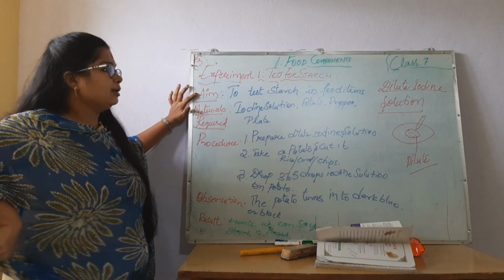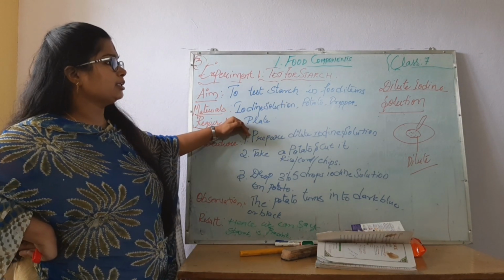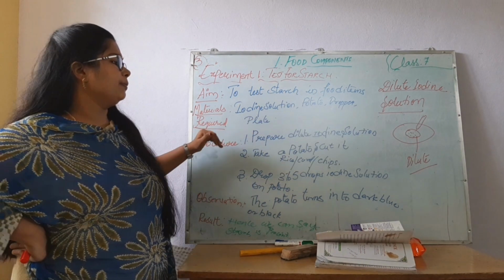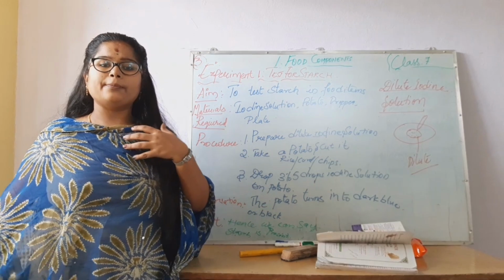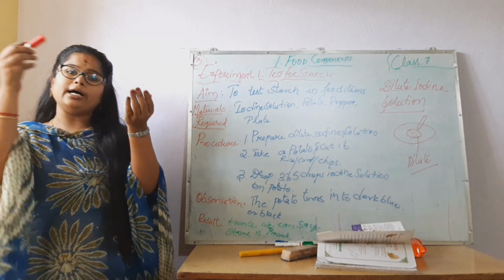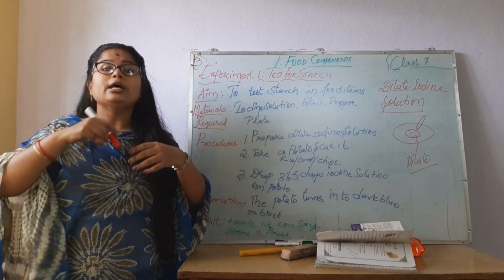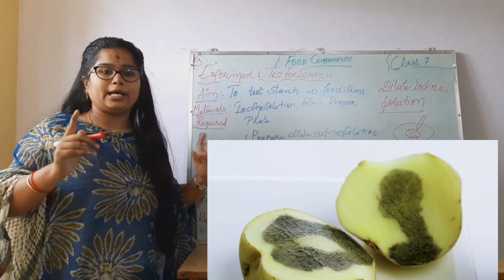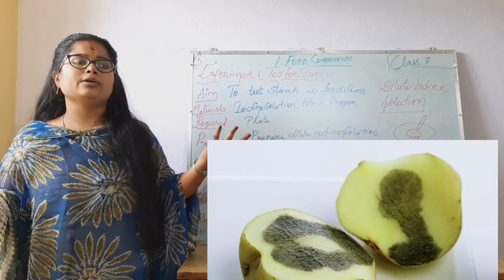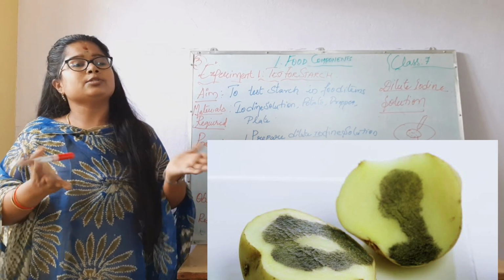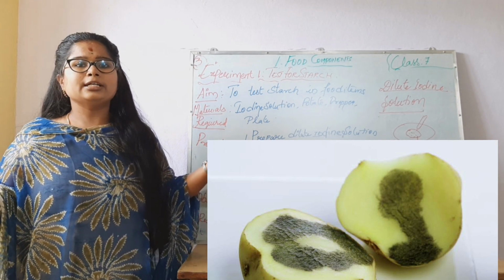Next, aim: to test starch in food items. You can take dilute iodine solution, and potato, and a dropper, and a plate. Procedure: prepare iodine solution first. Take a potato and on that add 2 to 3 drops of iodine solution. If it turns dark blue or black, it shows that it has starch. Otherwise, there will be no starch. If a food item does not turn blue or black, it means it has no starch. No test, no confusion.